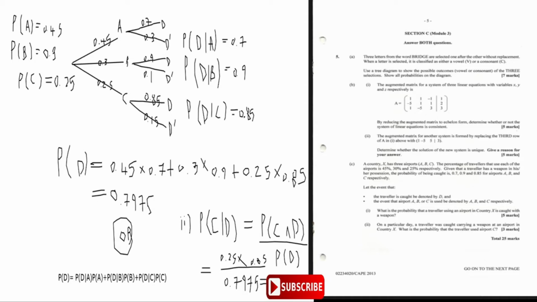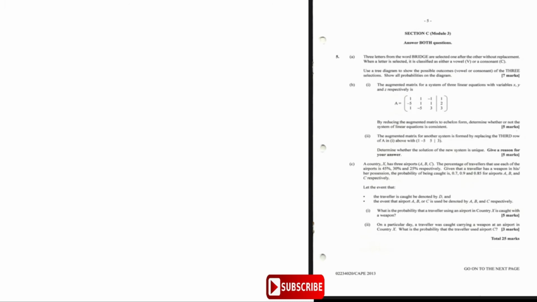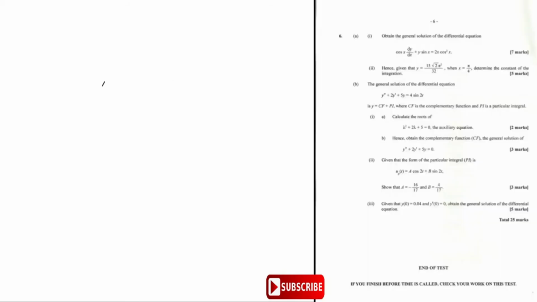So now we have the final question to do, and then we'll finish. Final question. Question 6. Question 6, let's go ahead. Now let's look at question 6. It says, obtain the general solution of the differential equation cosine x dy dx plus y sine x equal to 2x cos square x. So first thing, when you're doing differential equations, you need to identify which one you have.